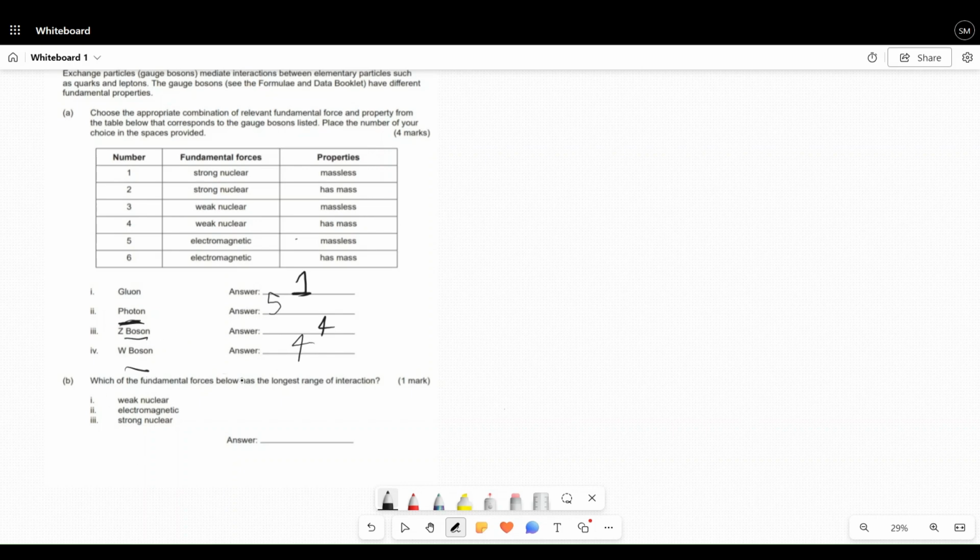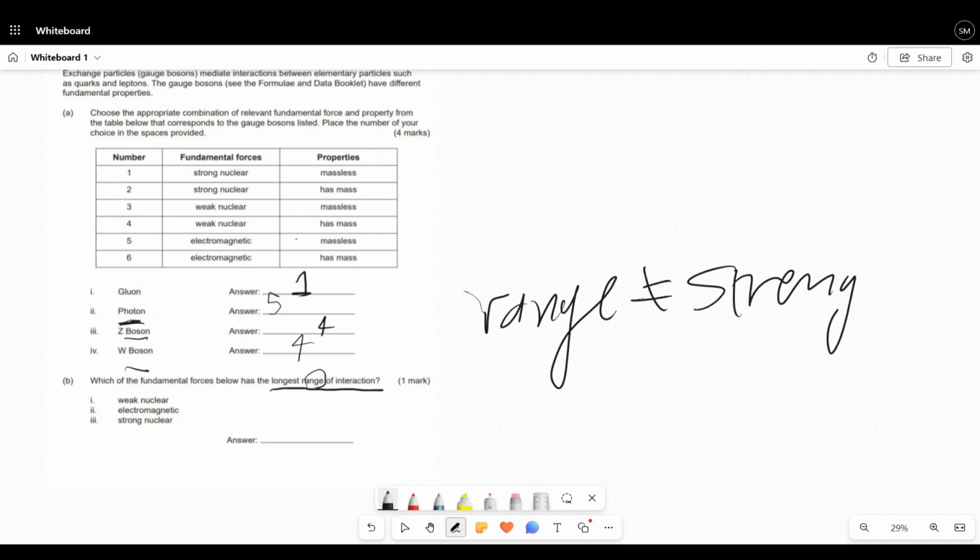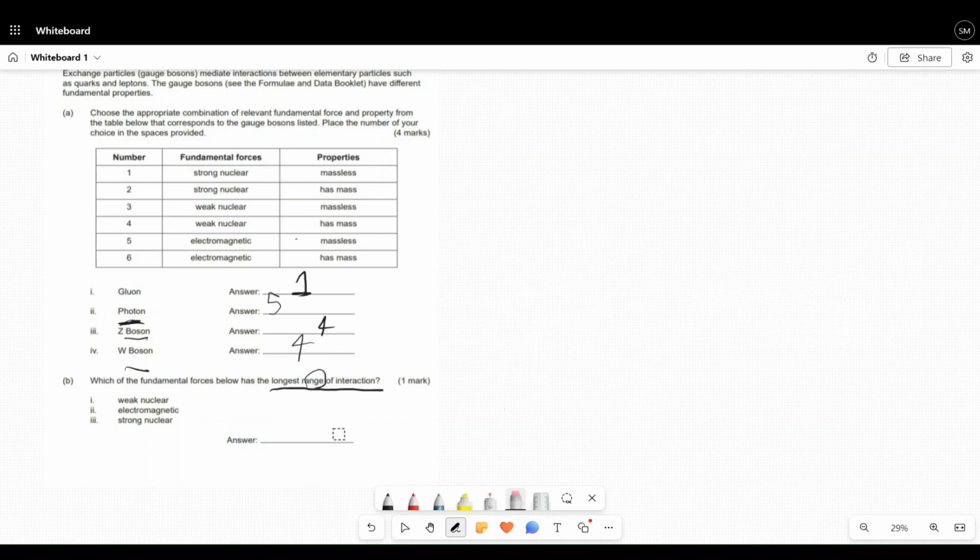Okay. Which of the fundamental forces below has the longest range of interaction? Now, mind the wording here: range. We are not talking about strength. We are talking about range, not strength, and range does not equal strength. So there's a difference, and we have to keep that in mind. Now, in terms of range for these three forces, I'll include gravity as well. Gravity is the fourth fundamental force. We have three here, and the fourth one is gravity, which is not written here, but I'll just add it in anyway.